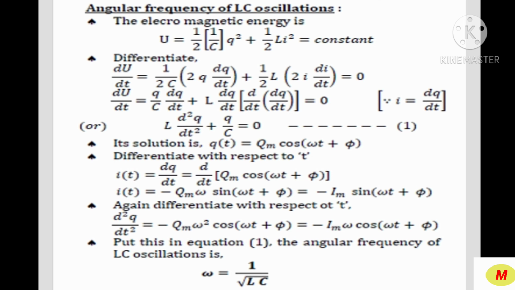Next, again we have to differentiate this equation with respect to time t. We get d squared i by dt squared is equal to minus capital Qm omega squared into sine of omega t plus phi, which is equal to minus capital Im omega into cos of omega t plus phi. When we put this in equation 1, we get the angular frequency of LC oscillation as omega is equal to 1 by root LC.